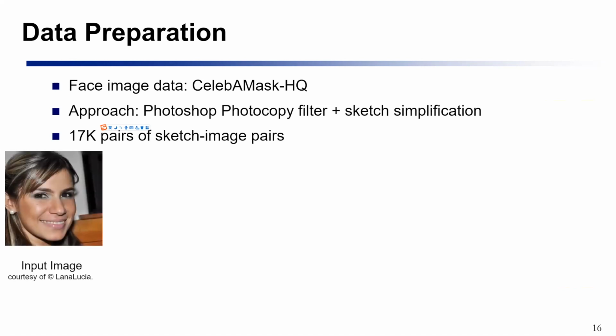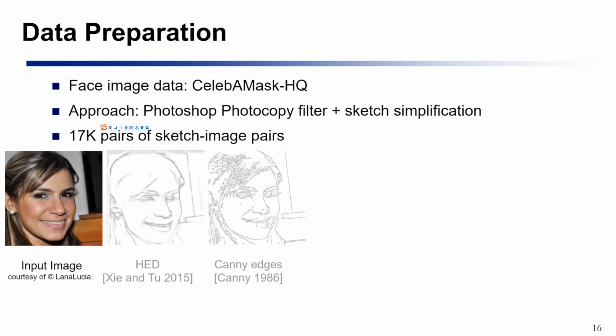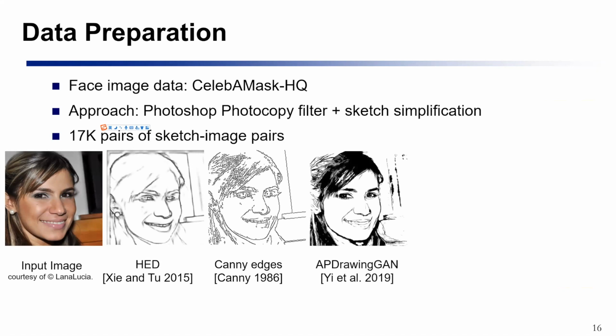To extract sparse lines from the real images, we have tried the following edge detection methods. The HED method and the traditional Canny edge detection algorithm tend to produce edge maps with discontinuous lines. APDrawingGAN is a very recent approach for generating portrait drawings from face photos. This approach leads to very pleasing results, however, they are different from the sketches of a common user.